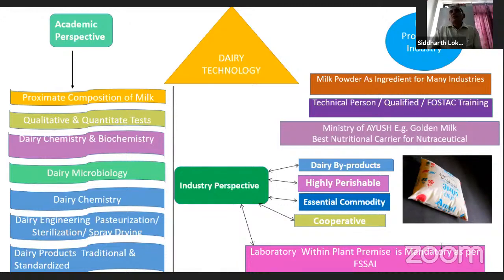Then again, I want to highlight one example of how this dairy sector or milk processing industry can create an opportunity, or how our government or regulators are making some opportunities toward the milk profession. That is nothing but the Ministry of Ayush. The example is Golden Milk.